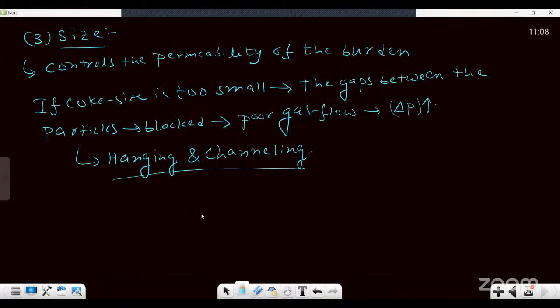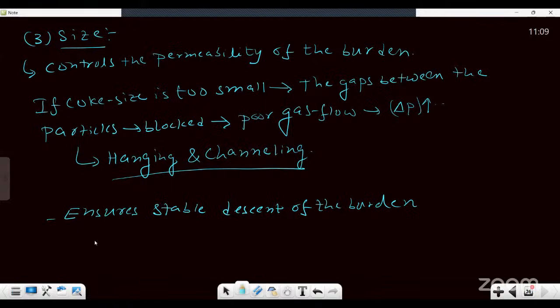Okay. So if coke is too large, what is going to happen? The coke must also ensure that the burden that we are charging comes down with decent stability. So it ensures the stable descent of the burden. The right size maintains mechanical strength during the descent and affects the reaction rates also.